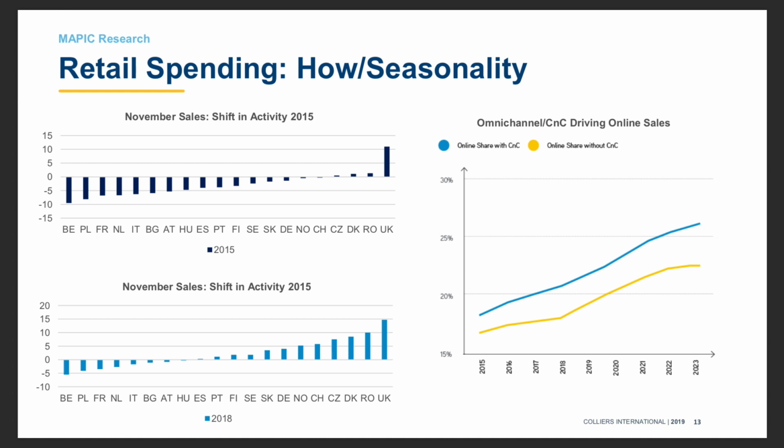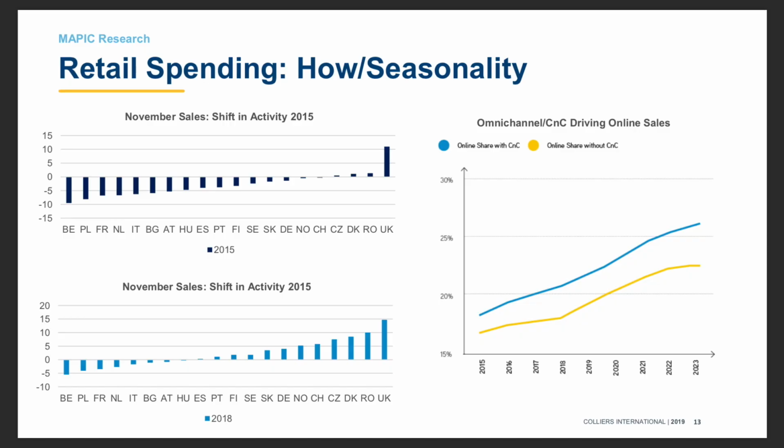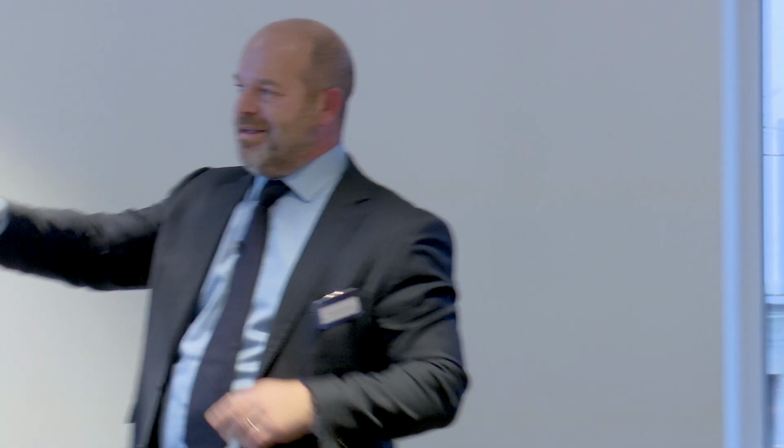Is online retail still having an impact? Well, yes, it is. But we've said for a couple of years now, I do think that is plateauing and dropping off, the impact of online retail on retail spend per se. What the charts on the left show is changes in seasonality of spending. This shows the extent to which sales have gone up in November across different countries and how that's changed from 2015 to, actually, there's one mistake. The bottom one should be 2018.